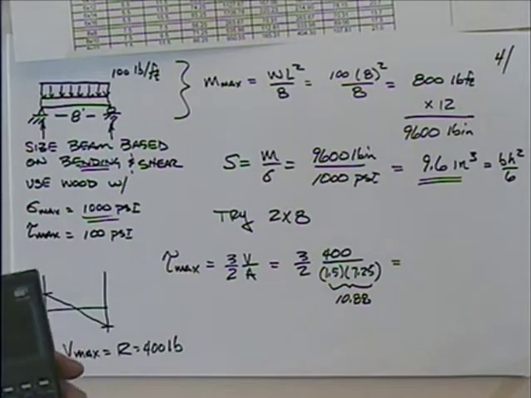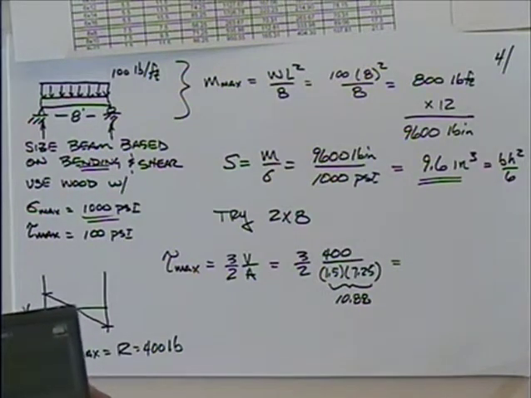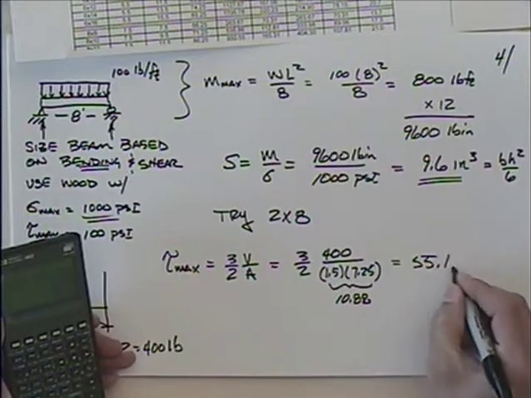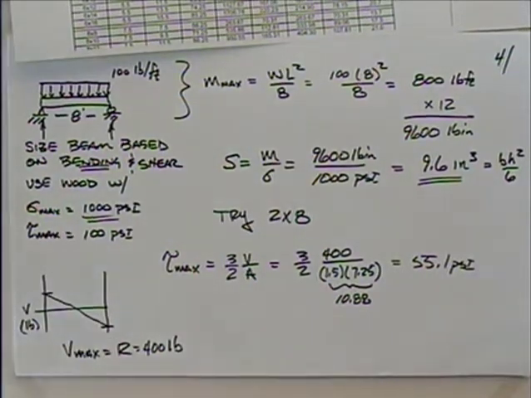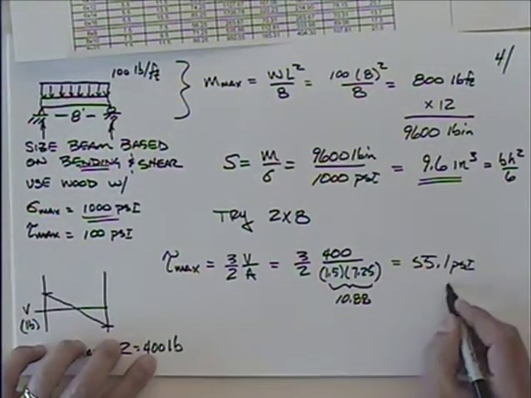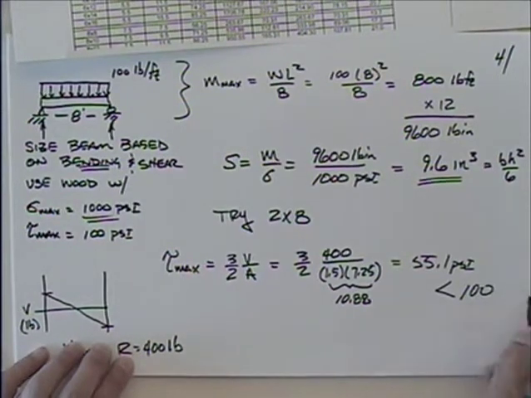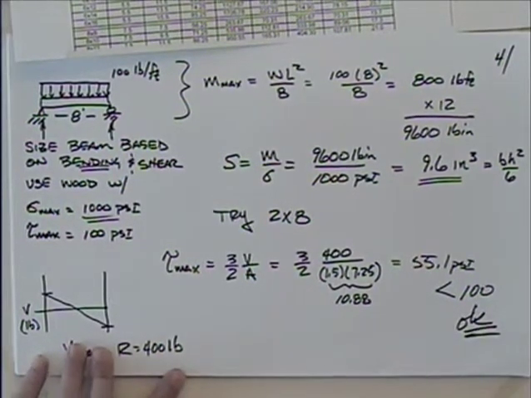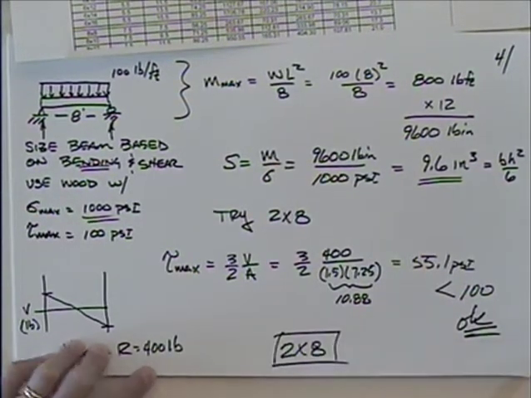55.1, anyone get that? Yeah. 55.1 psi. That is less than what? That's less than that 100. So are we good? Yeah, I think we're okay. So our answer would be a 2 by 8. That's our answer.